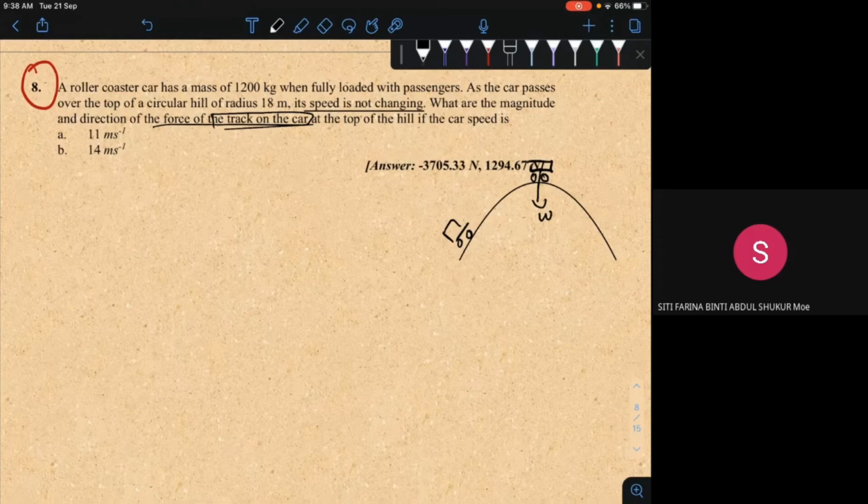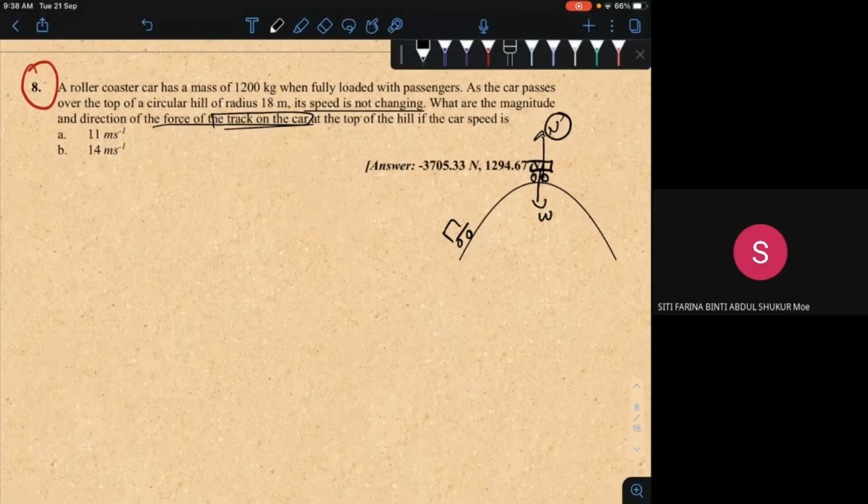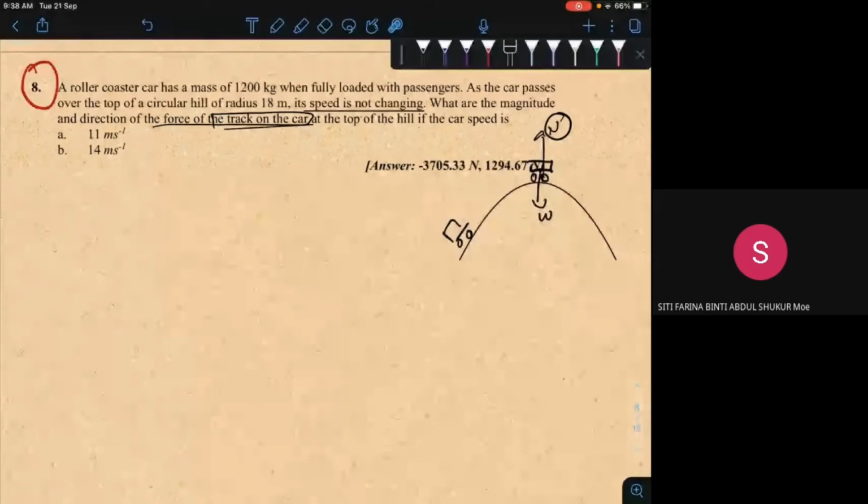Sebab normal force is exerted by the surface to the object. Permukaan itu akan exert on the object. So track dekat sini adalah permukaan kamu exerting on the car the normal force. Basically dia nak tahu apa nilai dan juga direction of this normal force dekat sini. Kalaulah dia memberi dua kelajuan yang berbeza, 11 dan juga 14 meter per second.